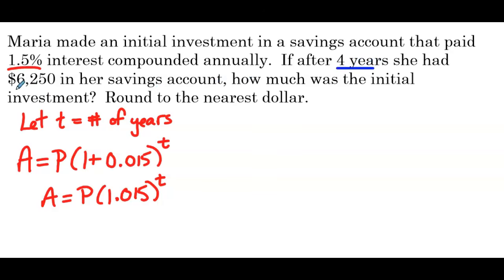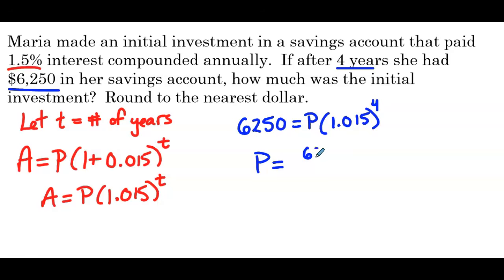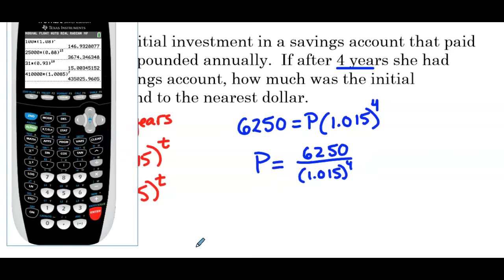Okay, so 4 years and $6,250. So 6,250 is our A value, our final amount, equals P, we still don't know what that initial amount was, times 1.015, and t is 4. Okay, so if we solve for P, that's going to be 6,250 divided by 1.015 to the 4th. Now we can go to our calculator.